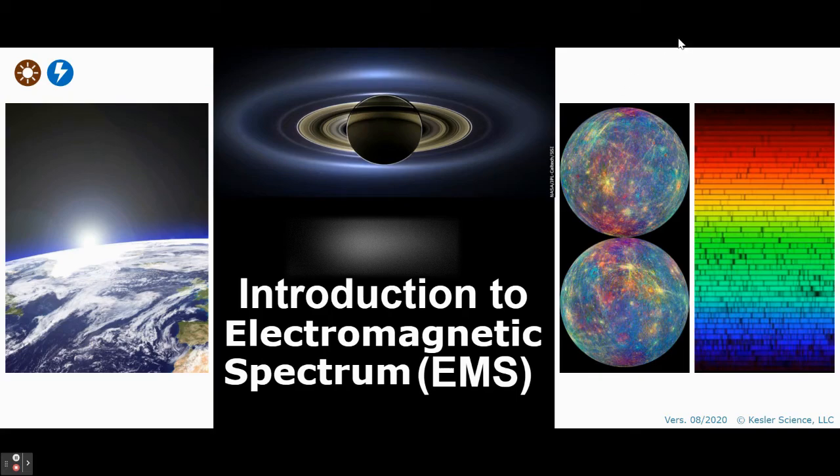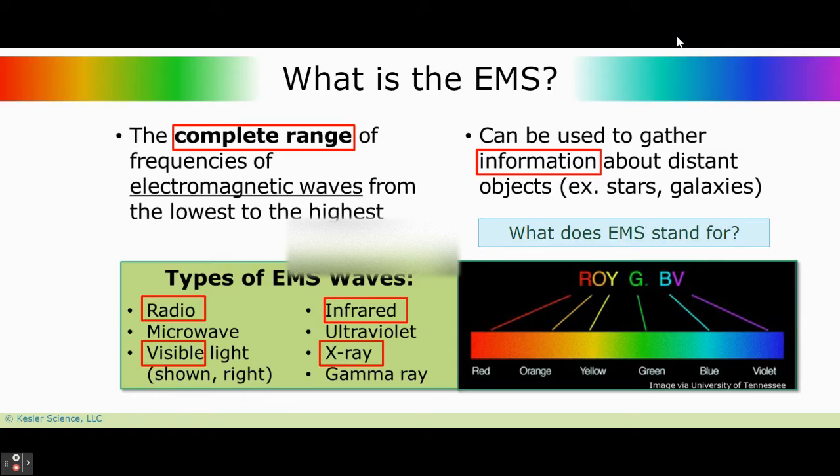All right, make sure you have your notes. So what is the EMS? It is the complete range of frequencies of electromagnetic waves from lowest to highest. So frequency from the lowest frequency to the highest frequency. It can be used to gather information about distant objects, for example, stars and galaxies. All right, so you're writing what's in red. Sorry, I forgot to say that earlier. You're writing what's in the red box.